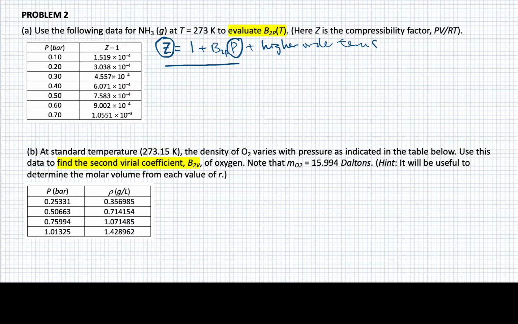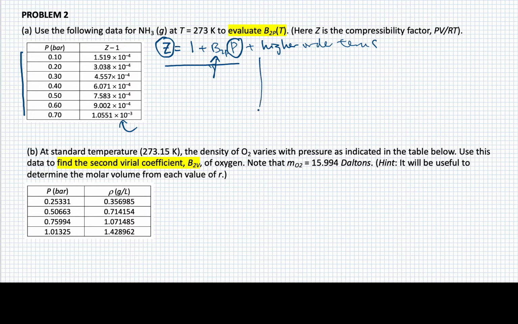You figure it out. But what you're given here is data that describes this function. And so what you'll want to do is some kind of numerical least squares analysis of this data to determine what value of b sub 2p would describe this data that you're given.